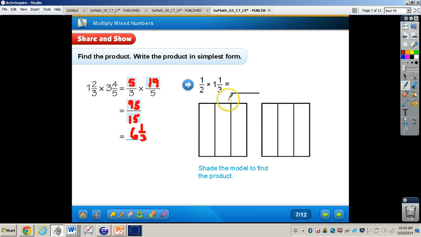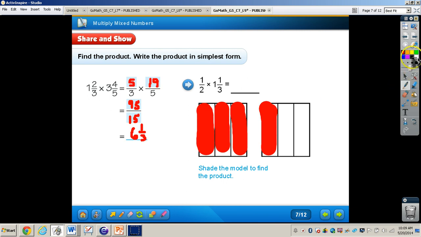Okay, let's do number 2 together. So we have 1/2 times 1 1/3, and we're going to shade the model in first, representing 1 1/3. So we'll shade in 1 whole, and then also 1/3 of the other piece. And then from here we need to divide it into half, I should say.